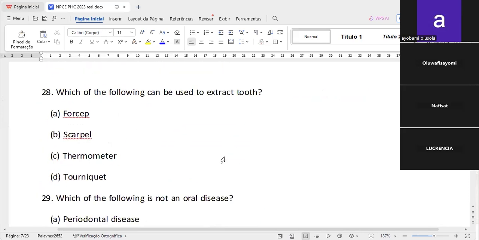Which of the following can be used to extract tooth? This is to remove tooth. What you use is forceps.